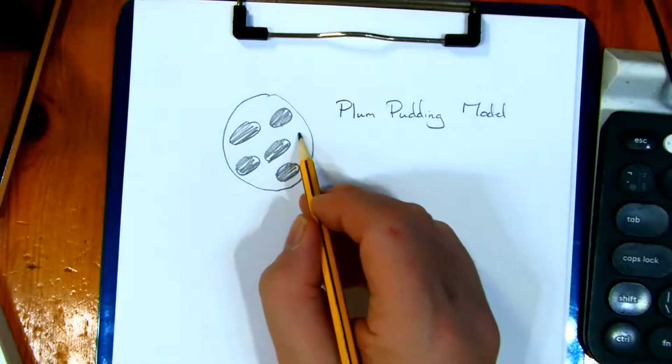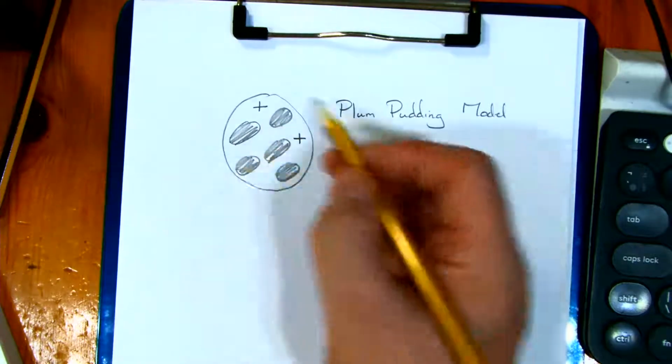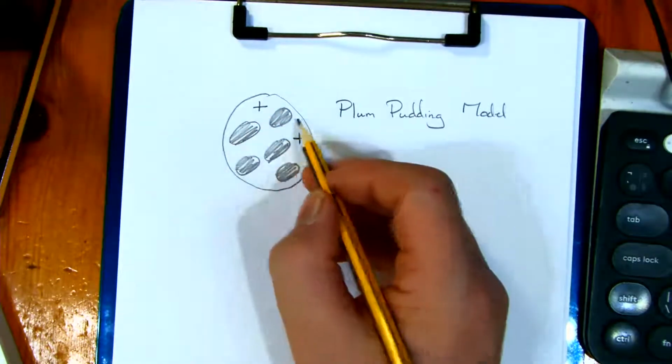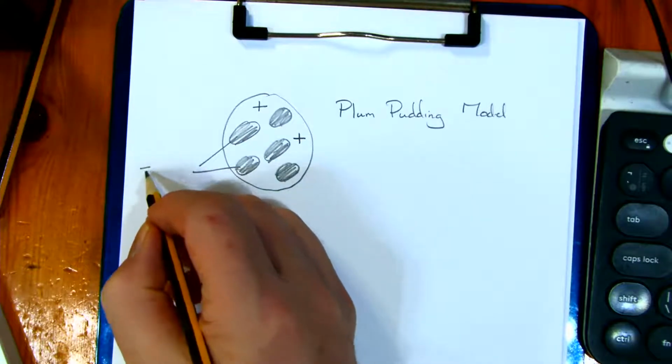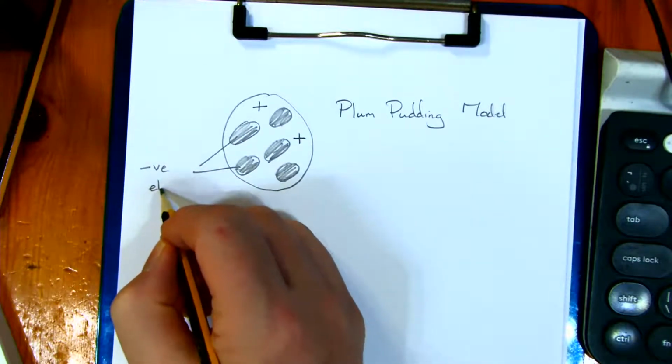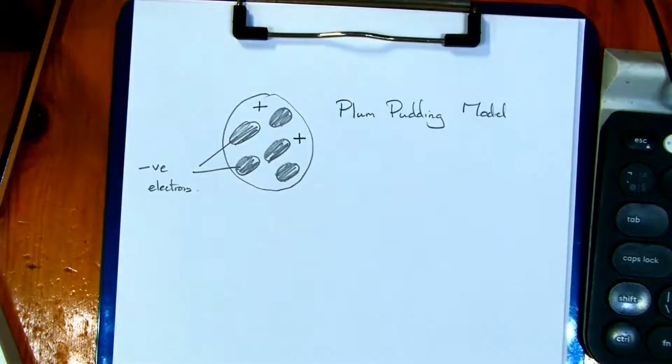So he suggested we had a positive pudding, and inside we had these negative electrons. And so this was what our atom looked like. We go back to the slides.